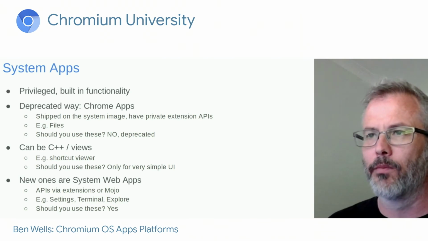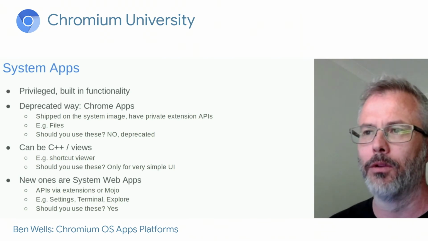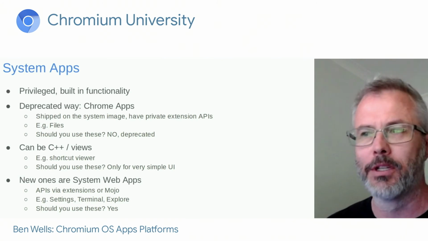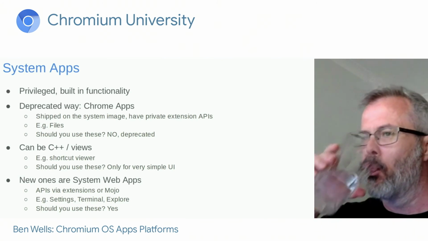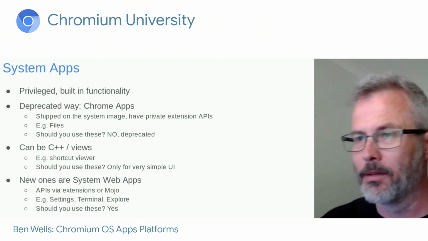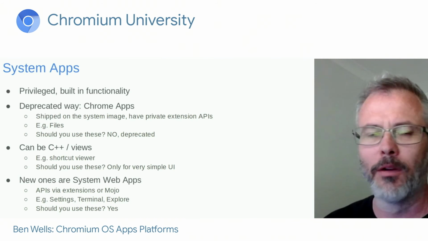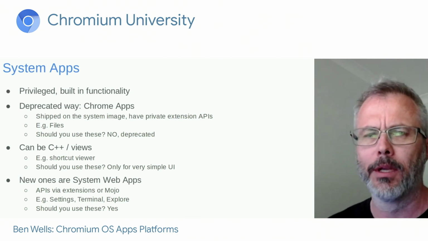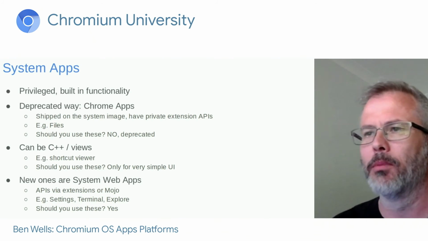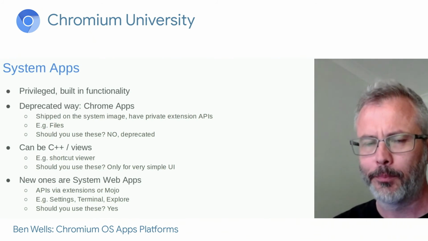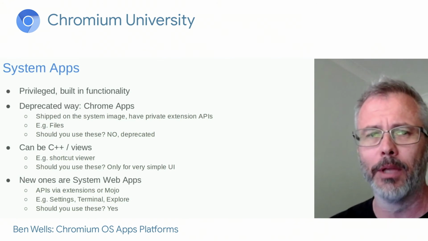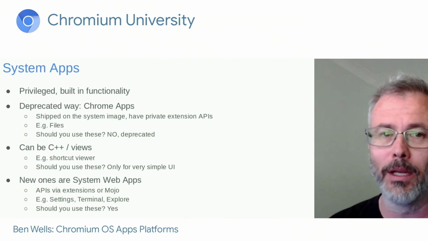We also have some more esoteric things that we use to bring you system functionality. These are called system apps. These apps are built-in functionality provided by the system, and they have highly privileged APIs and capabilities. There are a few different ways you can build apps like this. The deprecated way is to use Chrome apps. An example of a system app built as a Chrome app would be the Files app on Chrome OS.